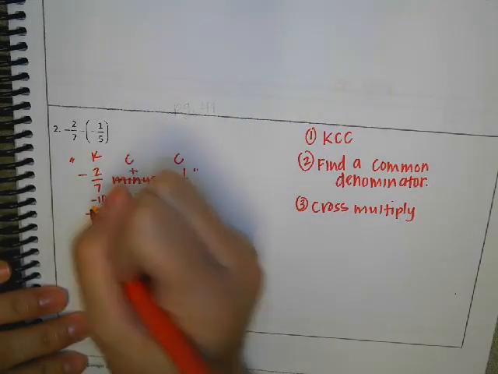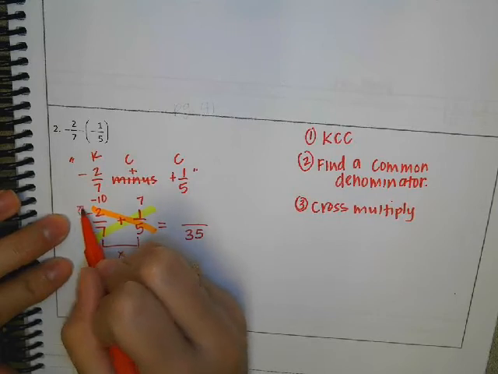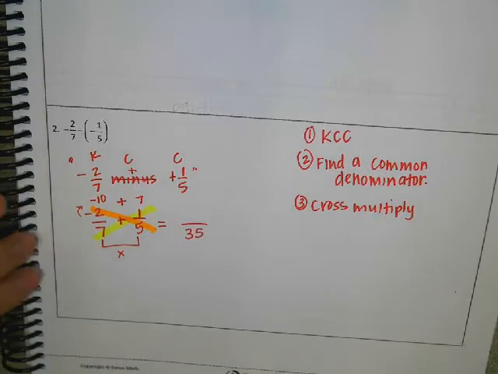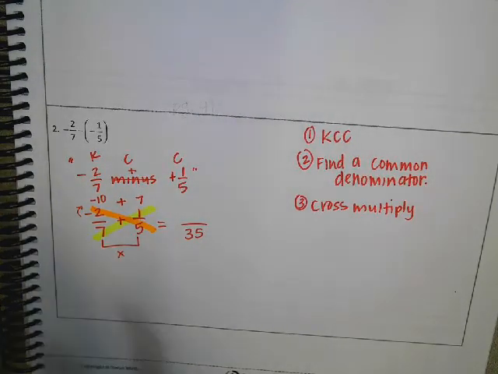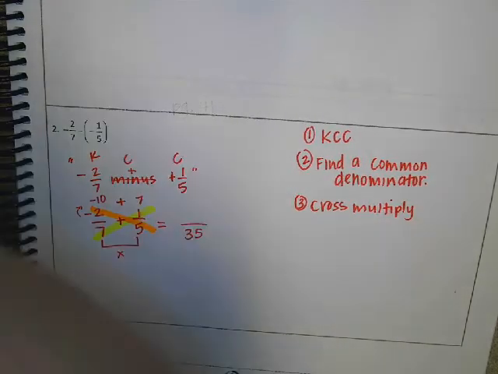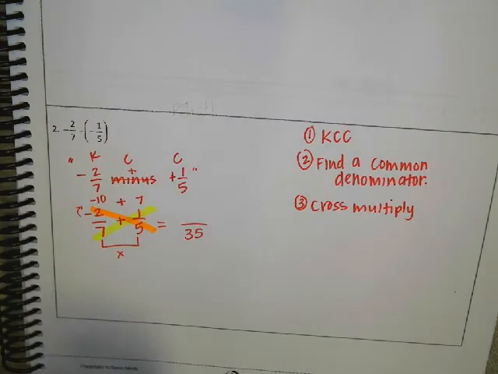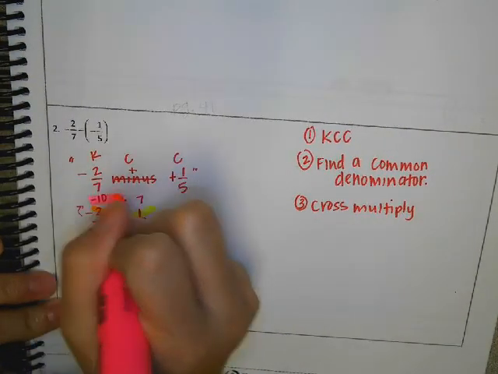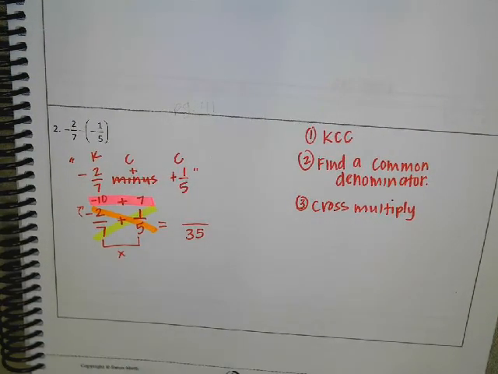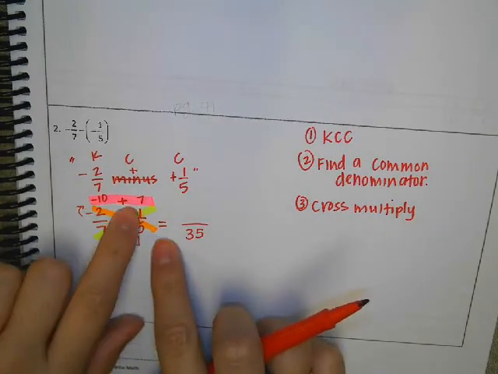So 10 and the negative. So this negative goes up. So now all I'm left with is negative 10 plus 7. I know it's a little hard to see, so I'm going to try to highlight it. Now all you're doing is adding those new numerators, so negative 10 plus 7.